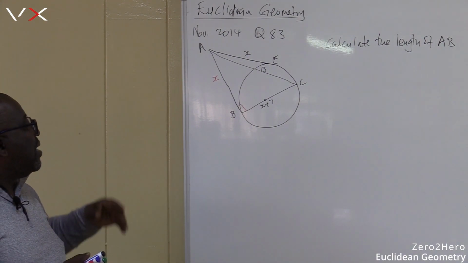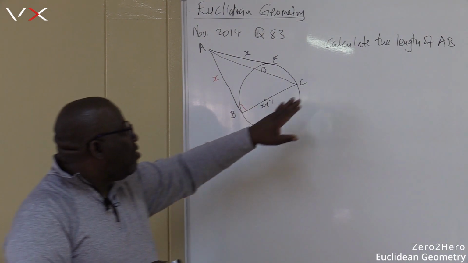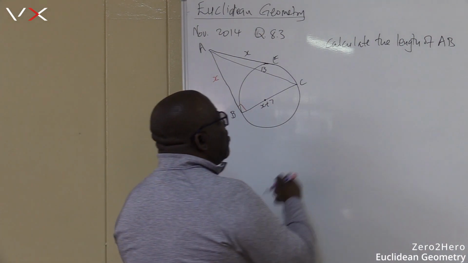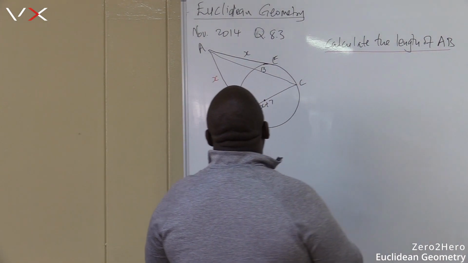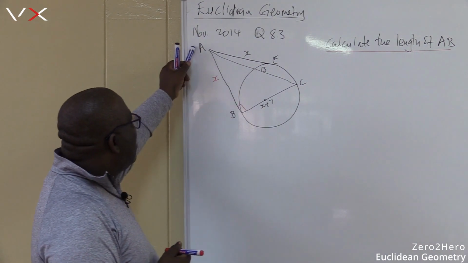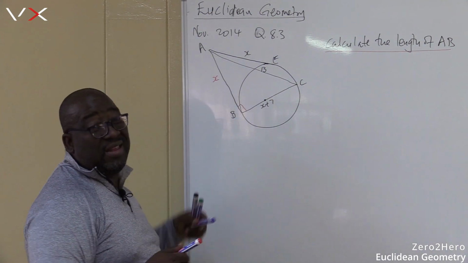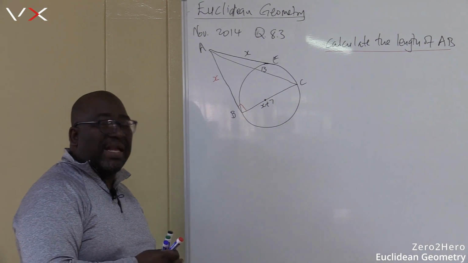So what is it that we are being asked to find here? Calculate the length of AB. We're just looking for the length of AB. Remember, this is AB, which is the same as x. In other words, we're just looking for x.